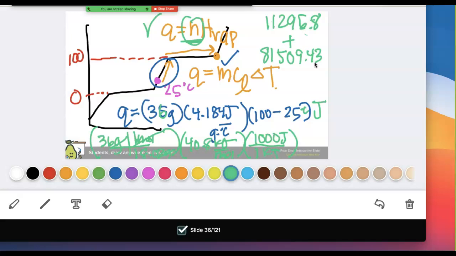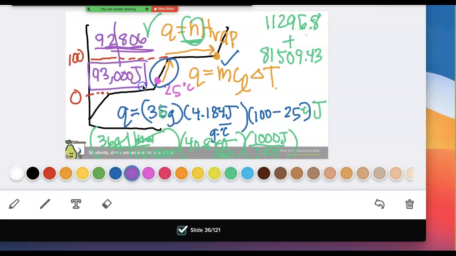Oh my. And you get, let's do right here. Is it like 93,000? Yeah, so I'm just writing the whole number right now. And with 2 sig figs, it'd be 93,000 joules. Or 93 kilojoules.